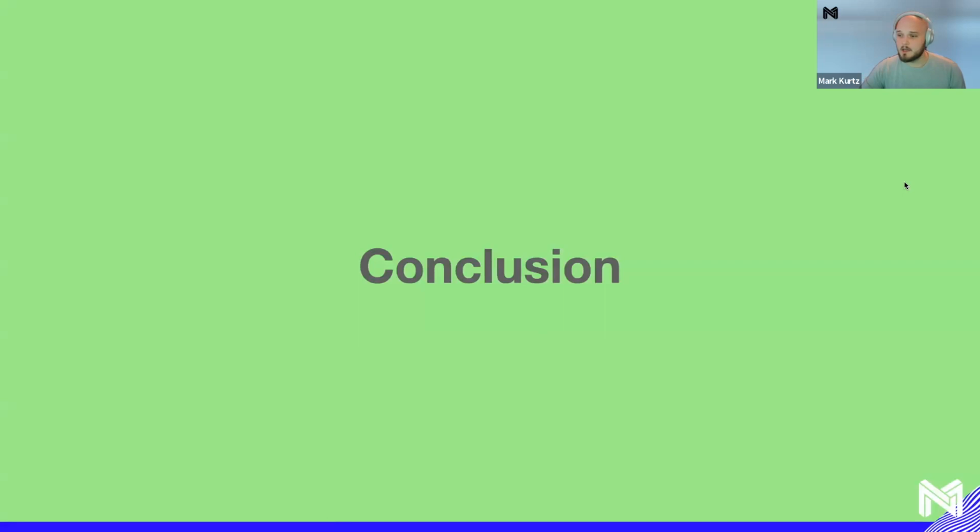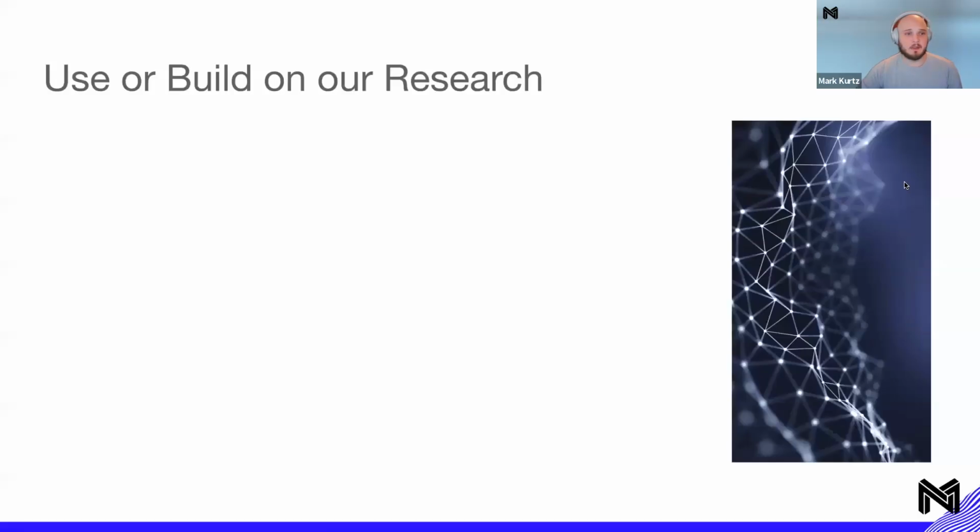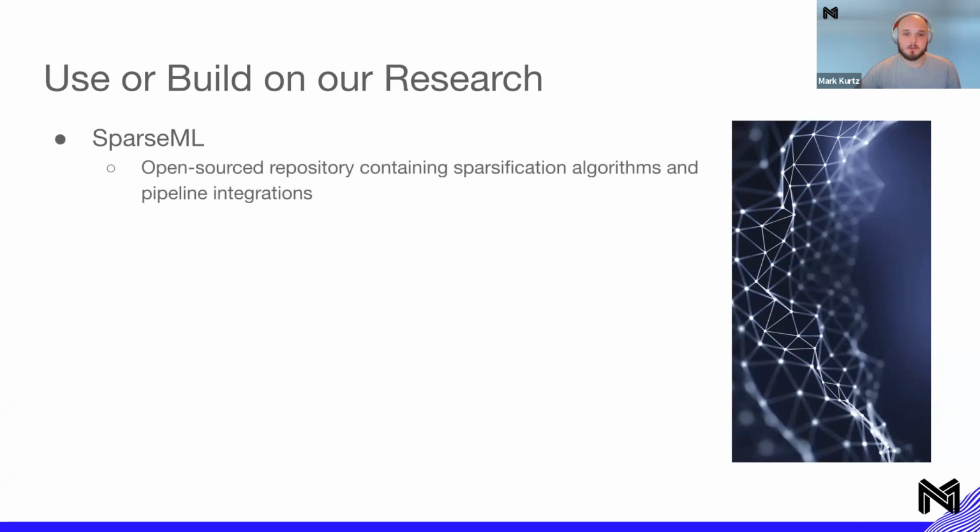Great. And then moving into the conclusion. You can use or build on our research, and definitely feel free to do so. We have SparseML, which is on our GitHub. It's an open source repository containing sparsification algorithms and pipeline integrations. Generally, you can add sparsification to most pipelines with only a few lines of code. If you have your own models, you can plug this in with only a few lines of code and create some recipes, which are how we encode the hyperparameters around sparsification. It will enable you to start quantization, to start pruning, doing either unstructured or structured, with only a few lines of code and some hyperparameter tuning through recipes.